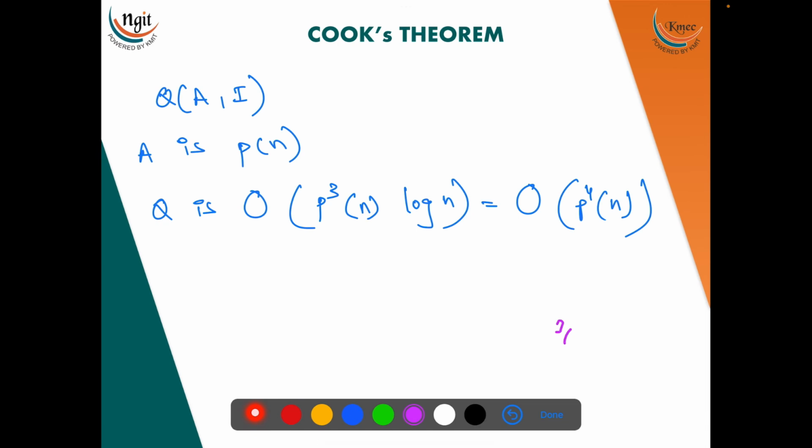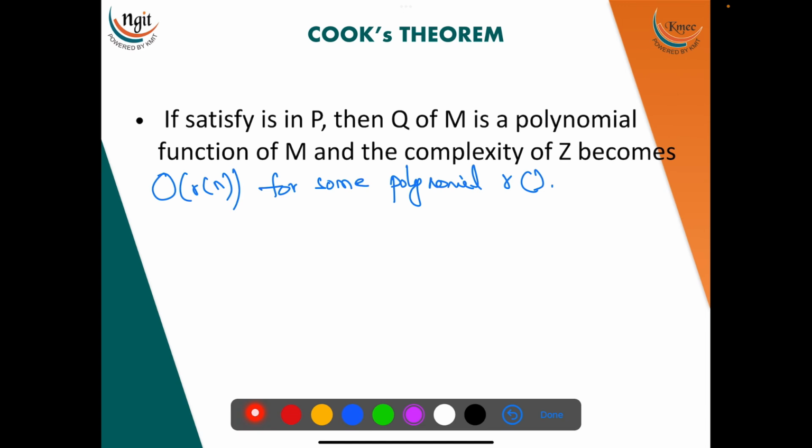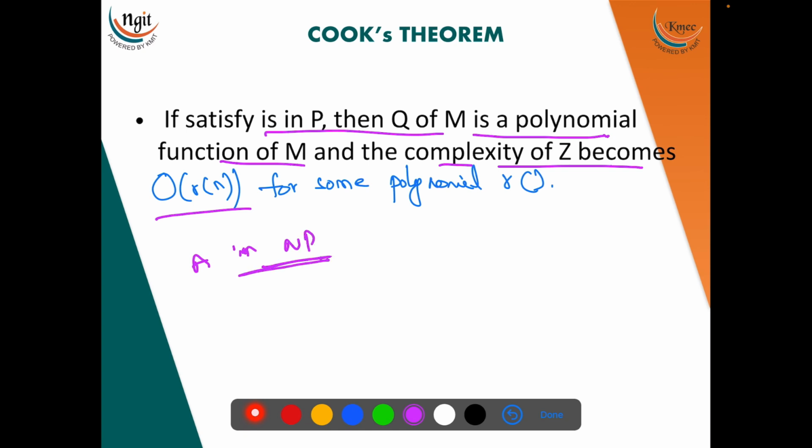If satisfiability is in P, then Q of M is a polynomial function of M and the complexity of Z becomes polynomial. Hence, if satisfiability is in P, then for every non-deterministic algorithm A in NP, we can obtain a deterministic Z in P. So the above construction shows that if satisfiability is in P, then P is equal to NP. So this is Cook's theorem.